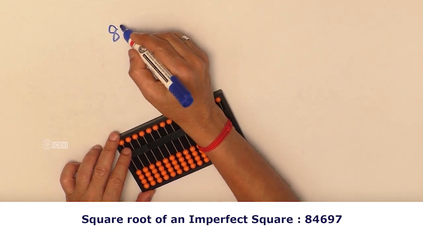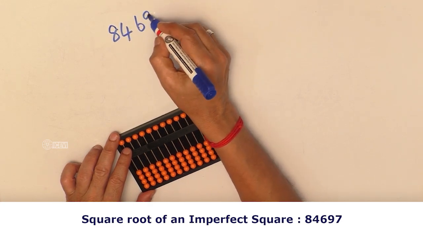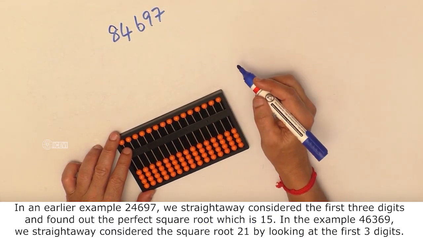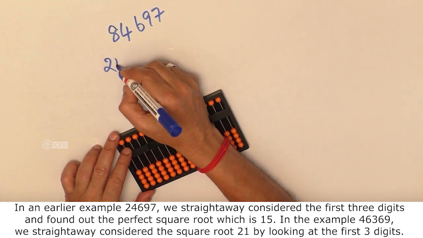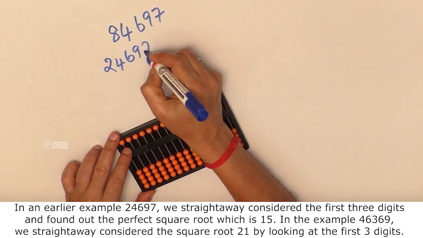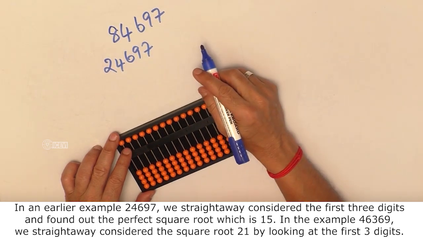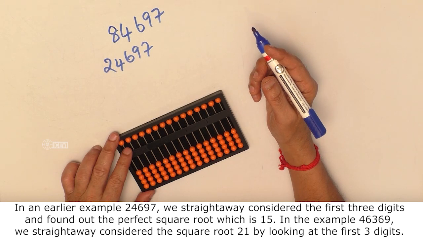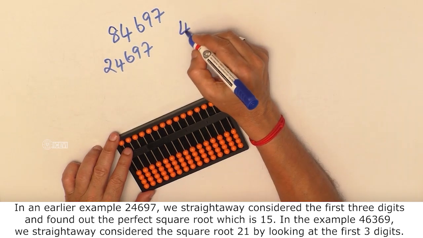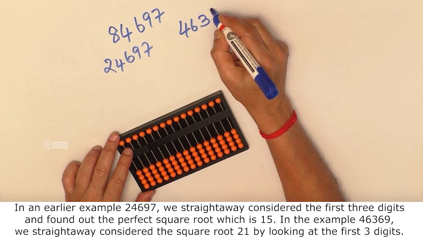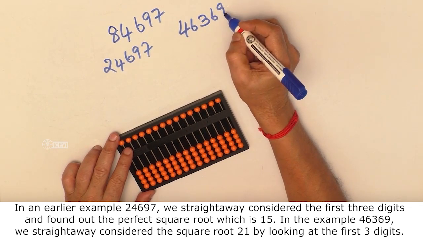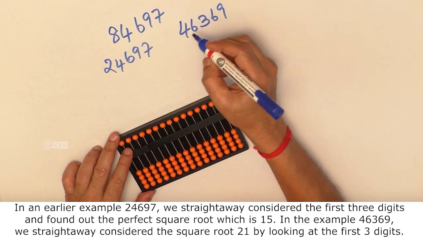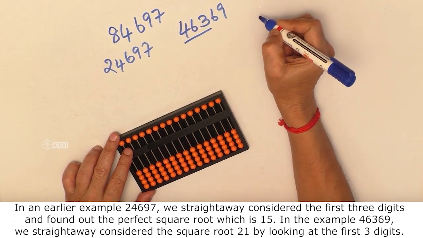Here the example is 84,697. In an earlier example, 24,697, we straightaway considered the first three digits and found out the perfect square root, which is 15 for the first three digits. In the example 46,369, we straightaway considered the square root 21 by looking at the first three digits of the number.